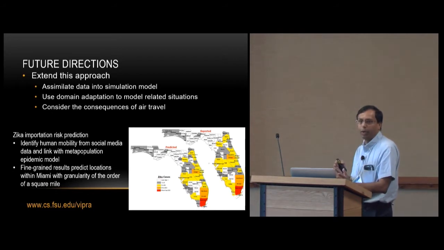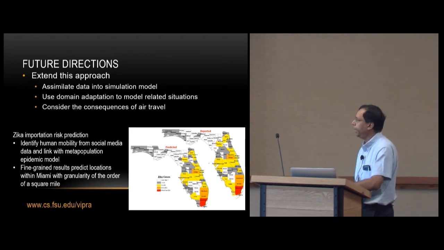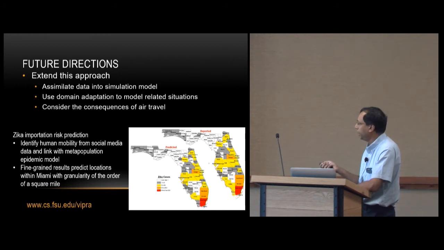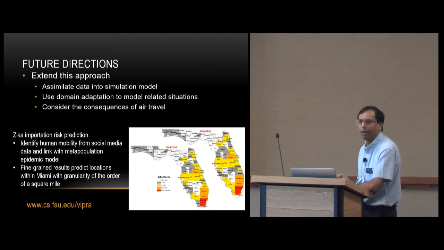We are also looking at consequences of air travel. That is, someone comes into the country with a disease and spreads it, like Florida importing Zika, right? It wasn't endemic. So we use social media data to figure out how people are moving once they come into Florida. The basic moral here is that we are able to generate the risk map very efficiently, even down to about a 1 square mile radius within Miami. So we are able to come up with very fine-grained results. We have more details on our project website.